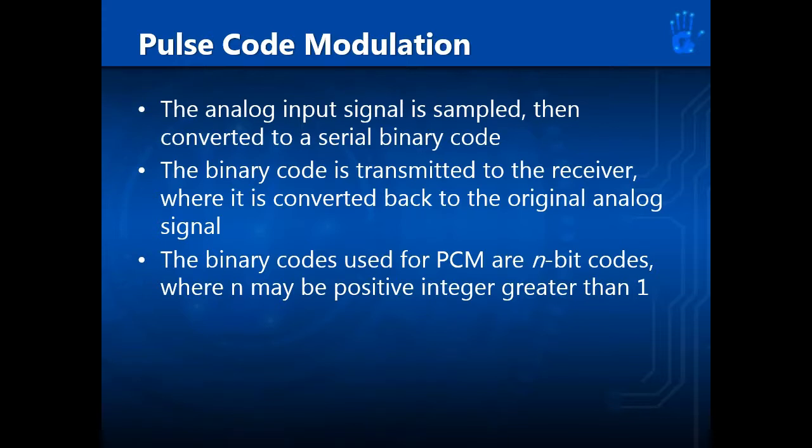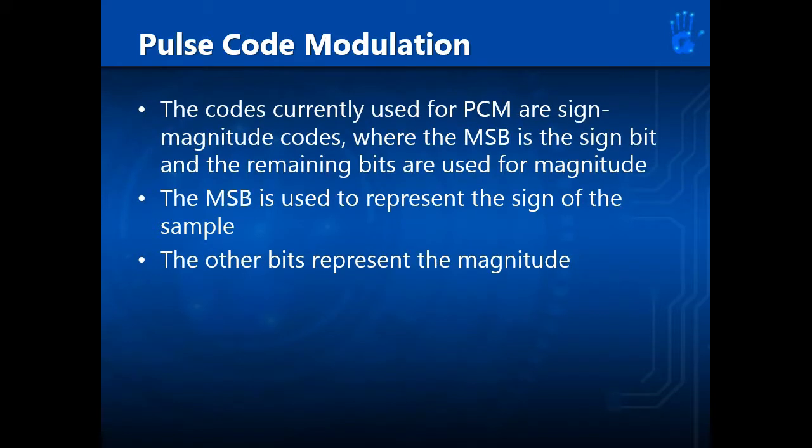Pulse code modulation. The analog input signal is sampled, then converted to a serial binary code. The binary code is transmitted to the receiver, where it is converted back to the original signal. The binary codes used for PCM are n-bit codes, where n may be a positive integer greater than 1. The codes currently used for PCM are sign magnitude codes, where the MSB is the sign bit and the remaining bits are used for magnitude.